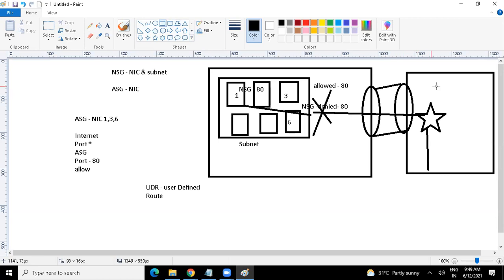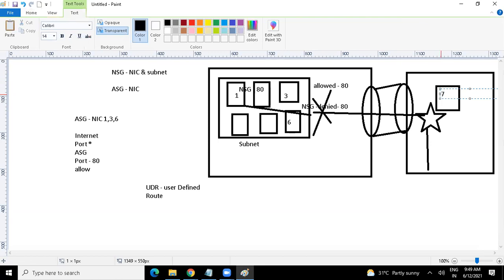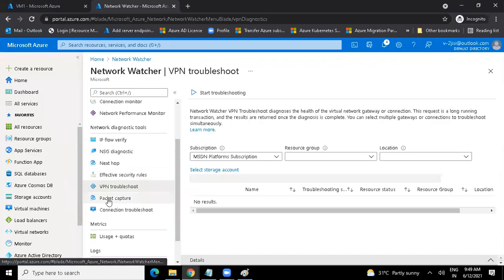Now, ideally, if I have got a machine here, the machines would be able to communicate. But let's say we have built the virtual network gateway, but the machines are still unable to communicate. How can we do the troubleshooting? We can make use of VPN troubleshoot.